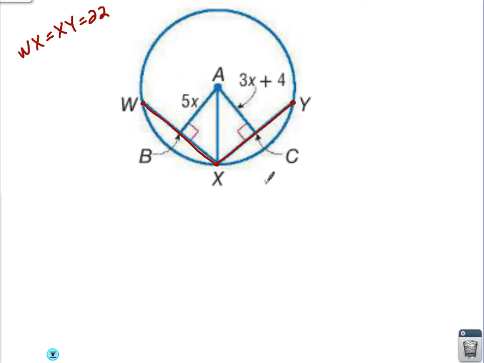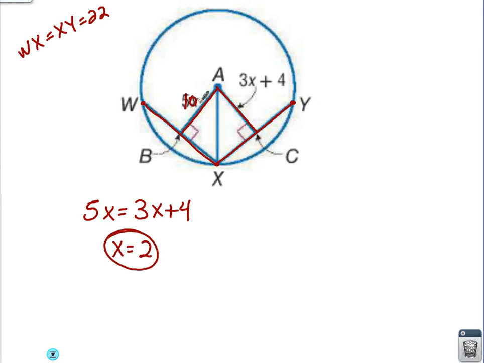Since those two chords have the same length, then what's true about the two distances from center? They're also the same. The distance from the center of the circle will be identical. Do you see how to set that up? Yeah. 5x has got to equal 3x plus 4, so x must be 2. You can plug it back in, that makes this 10, and it makes this 10.